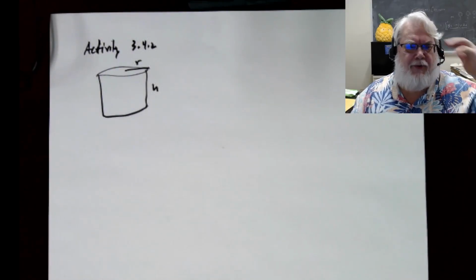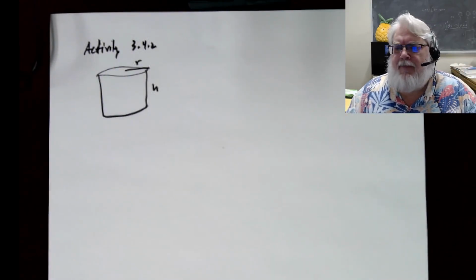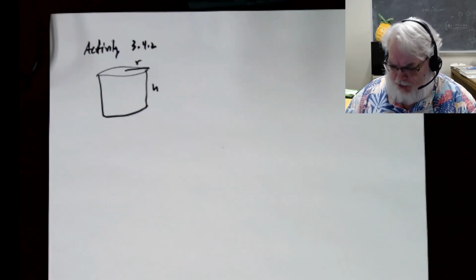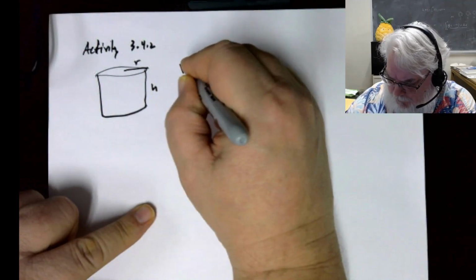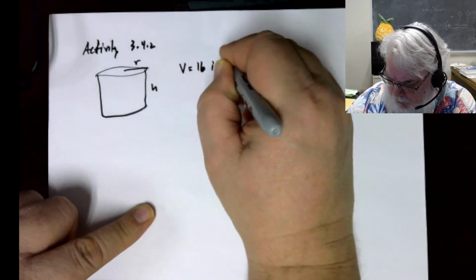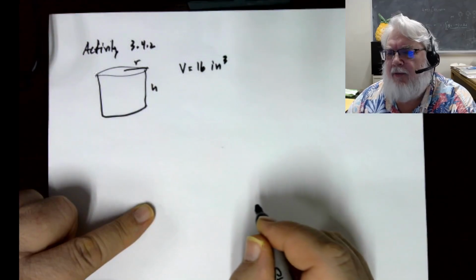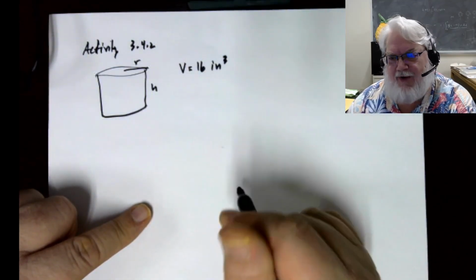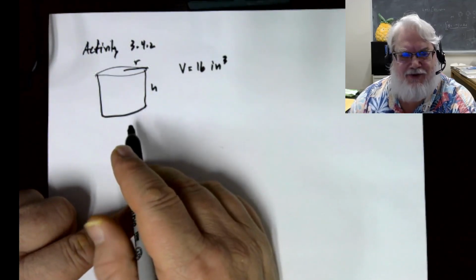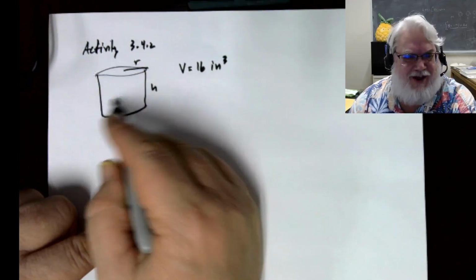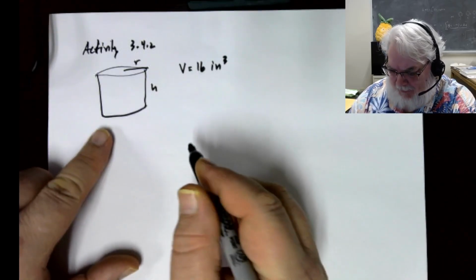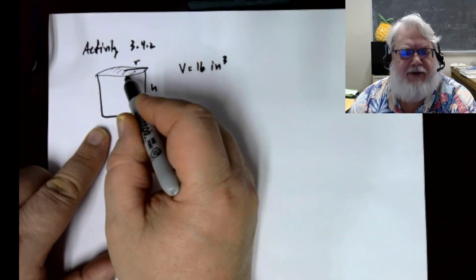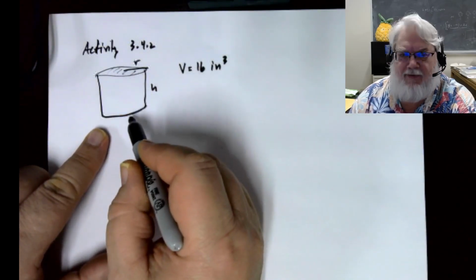Let's see what we're told about this. We want the volume to be 16 cubic inches. And we're given some costs for the materials for the can. So we need some area numbers, right? The area of the top is pi r squared. The area of the bottom is pi r squared.